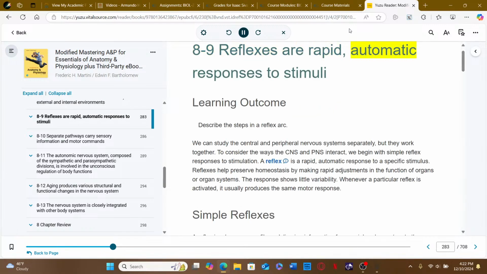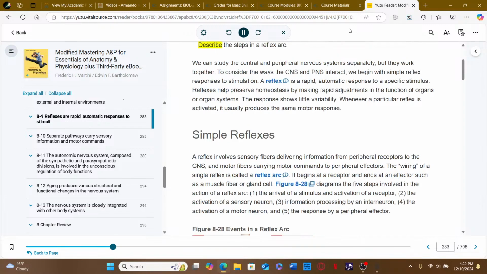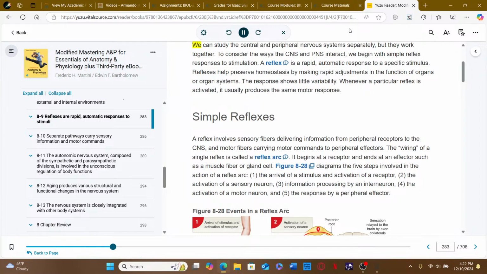8-9 Reflexes are rapid, automatic responses to stimuli. Learning outcome: Describe the steps in a reflex arc. We can study the central and peripheral nervous systems separately, but they work together. To consider the ways the CNS and PNS interact, we begin with simple reflex responses to stimulation.